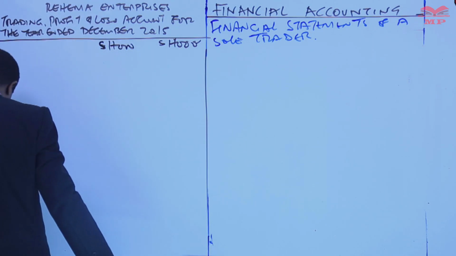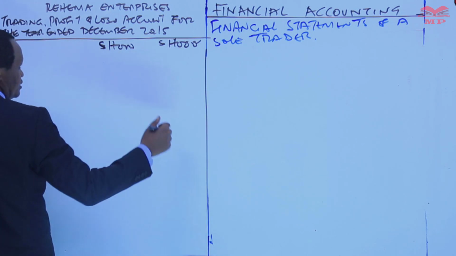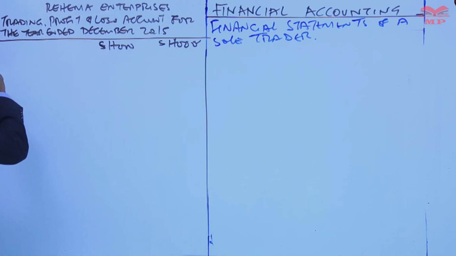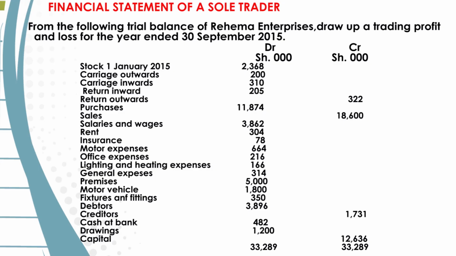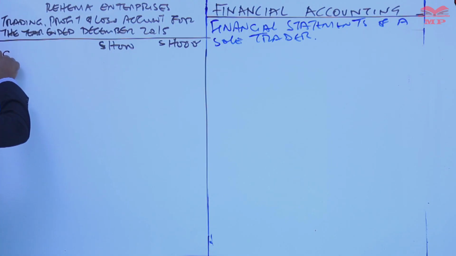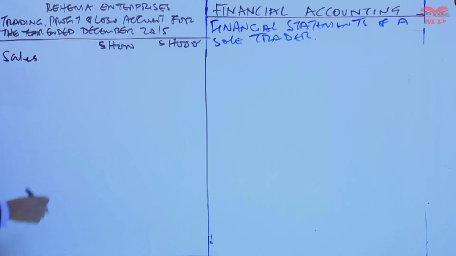Are the amounts in thousands? Yes. So we come to the revenues. What is the first revenue there? We go through the question. On the credit side, the revenues will always appear on the credit side of the trial balance. And the first revenue there is sales. Sales 18.6 million.